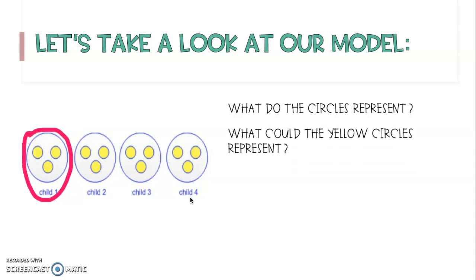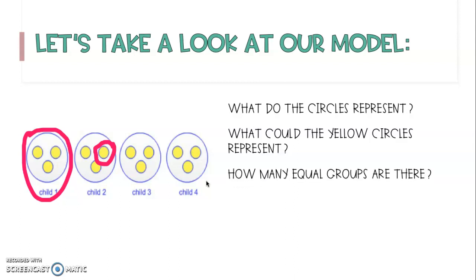The next question that I'm going to ask myself is, what could the yellow circles represent? I notice that each child or each group has 3 yellow circles inside. So I'm going to start thinking about what could the yellow circles represent. Remember, these are concrete objects. So I can say that these yellow circles can represent maybe brownies.